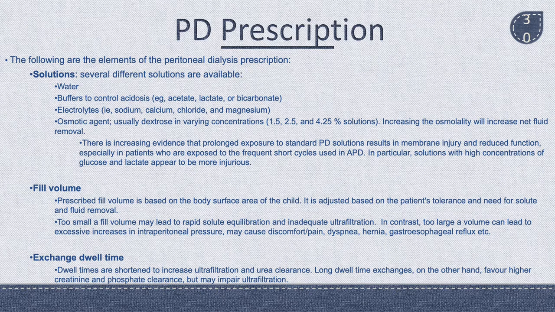The exchange dwell time. Dwell times are shortened to increase the ultrafiltration and urea clearance. Longer dwell time exchanges, on the other hand, favor higher creatinine and phosphate clearance, but may impair ultrafiltration.